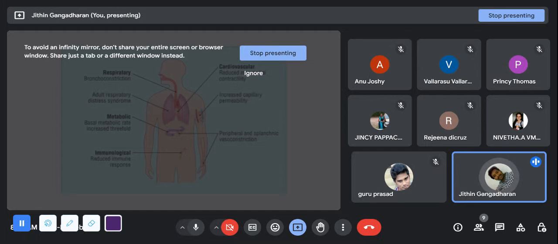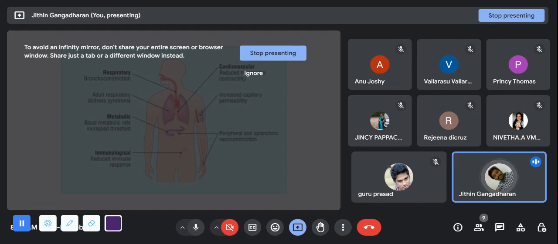Kindly note, in case of the respiratory tract, there will be decreased airway circulation because of bronchoconstriction. Why does bronchoconstriction occur? Again, edema is the reason for the bronchoconstriction. Adult respiratory distress syndrome will be there. Now, what happens to the metabolism? The basal metabolic rate, the BMR, will be increased.